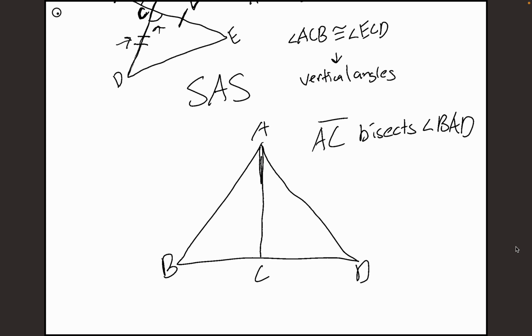If it's an angle bisector, it splits angle BAD in half. So it would make this angle right here congruent to this angle right here. So we would have to say angle BAC is congruent to angle DAC.